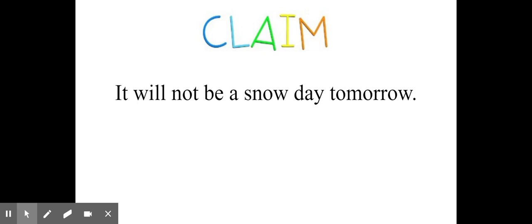Just answer it directly, but never use "I think" or "I believe" because a scientific conclusion is a fact or a truth. It's not what we think or what we believe. So just make sure it's a whole sentence. You're either going to say yes or no.